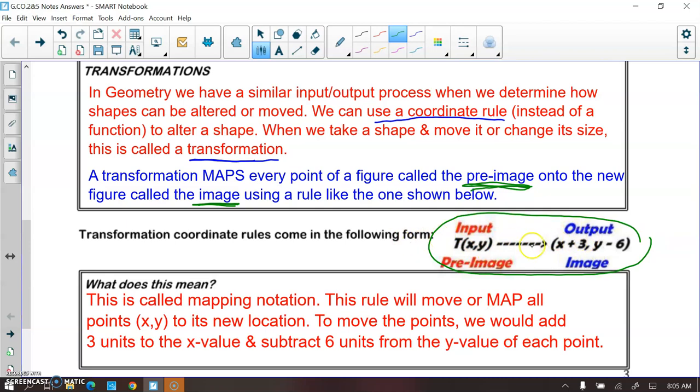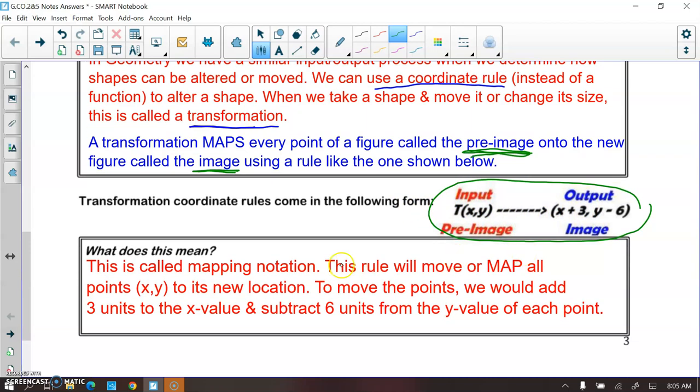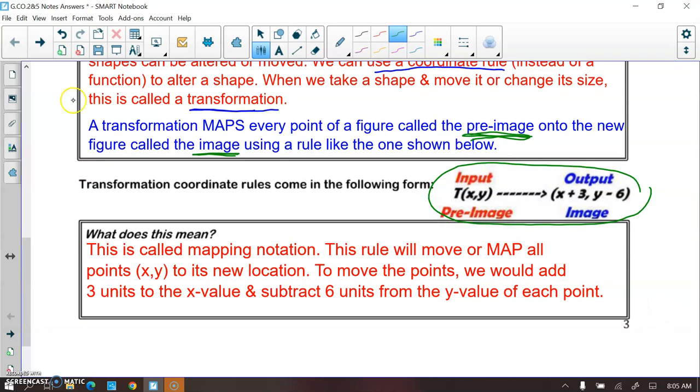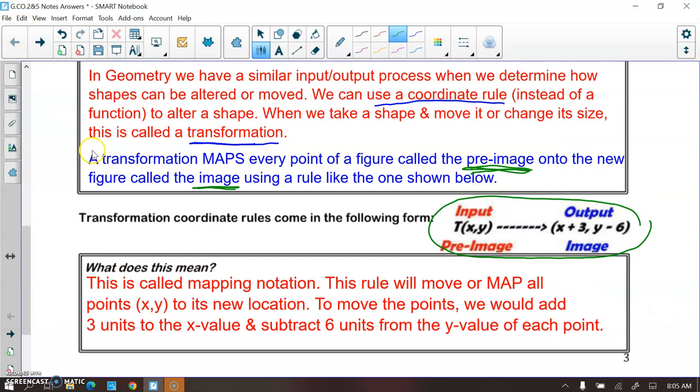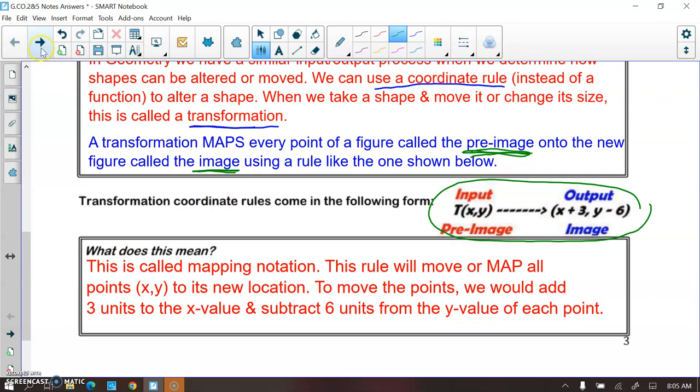And so this is a coordinate rule. This is called mapping notation. And what this means is this rule will move or map all points (x, y) to its new location. So here we would take every x value and add 3 to it, and we would take every y value and subtract 6 from it, and that will give us our new point on the graph. So we start with our pre-image point, and then we use this rule to help us find our image point. And if you need to pause the video to write all this down, please do.